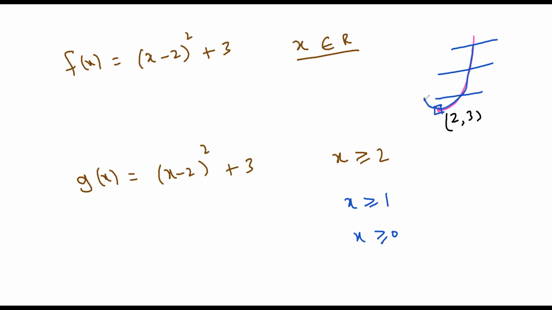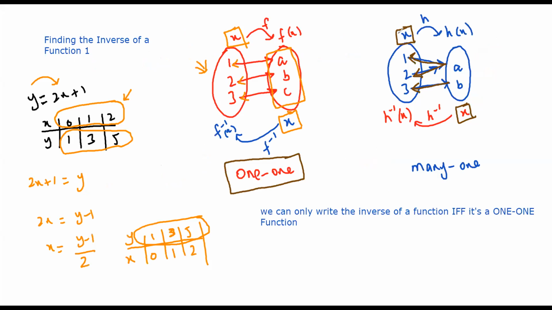Okay, and you see this will not be passing the horizontal line test. So a function can only have its inverse if it's a one-to-one function. In other words, there is no turning point in its domain. Okay, I'll be going back to that question number 15 that you guys were asking.